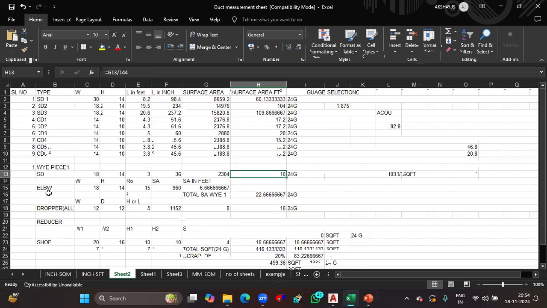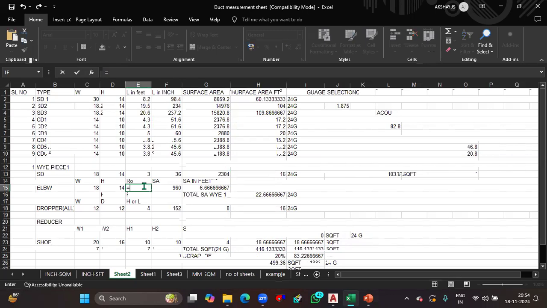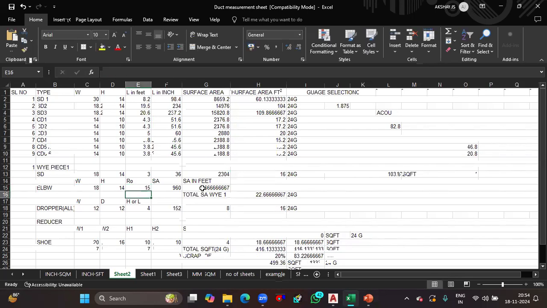But in the case of an elbow, we know that an elbow doesn't possess any kind of length. So in those scenarios, we need to use this equation: R inches plus width by 2, which is 6 inches plus width, meaning 18 divided by 2. That is 15, isn't it? 15 inches. Directly, we got the value to be 15 inches. That means the R0 value. It's not meant to be the length. It is the R0 value.